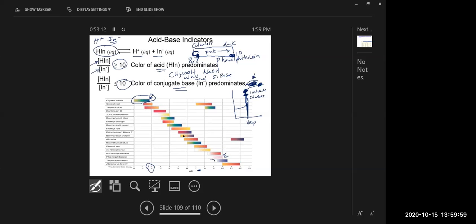So up here on this table, there are some different indicators, the colors that they are in acidic solution and basic solution, and the pH at which they change. Question on that?